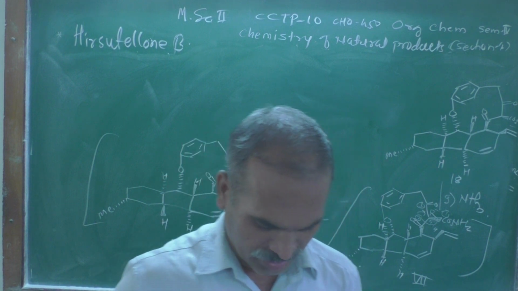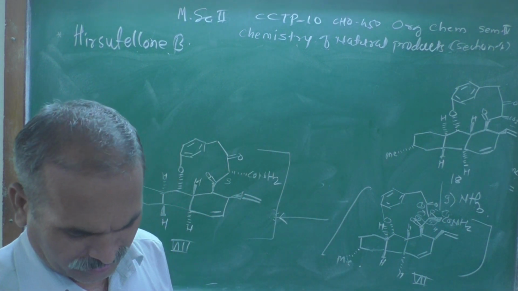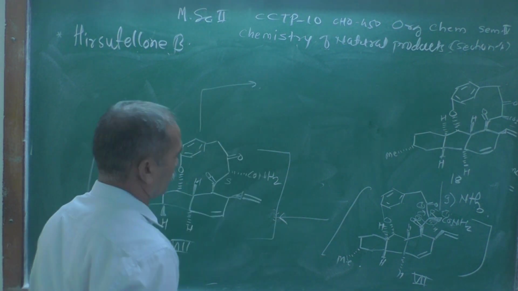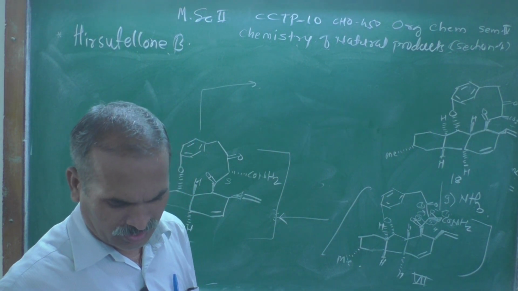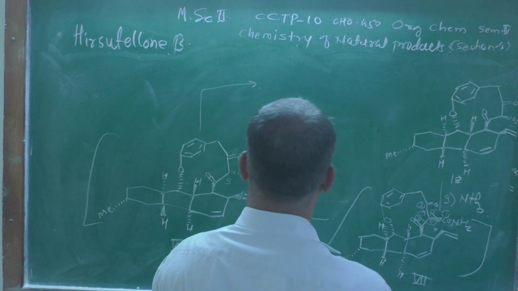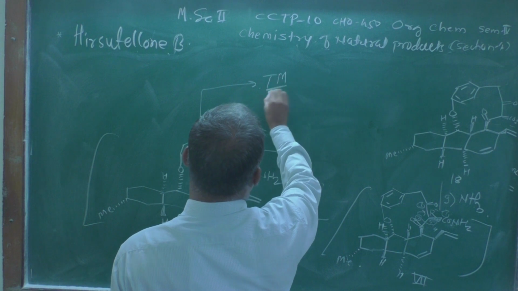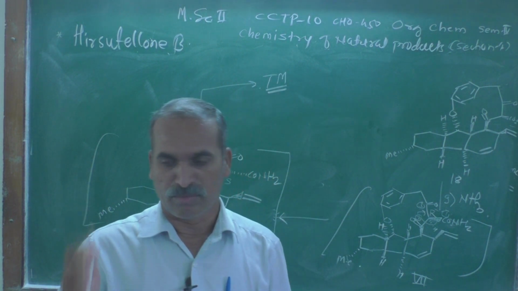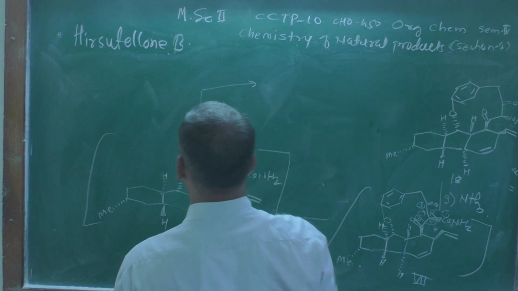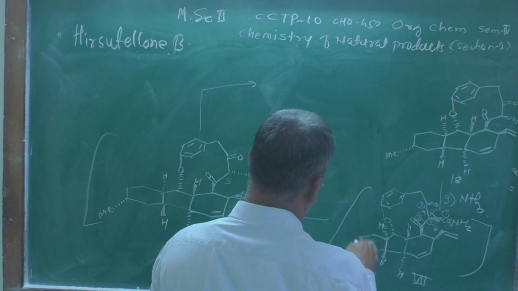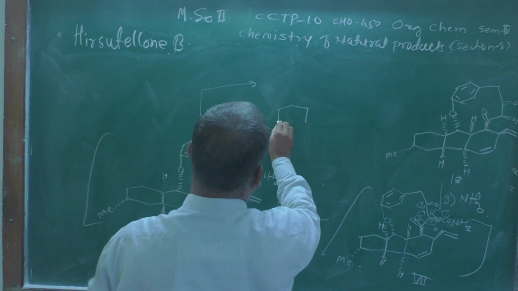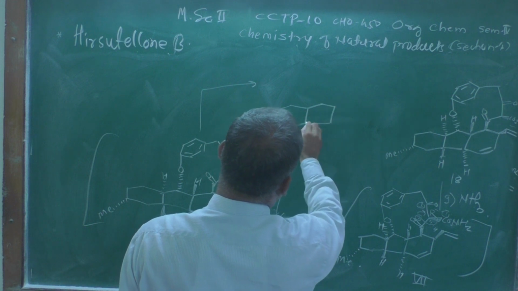And finally this compound is further treated with some reagent, and we are going to get our target molecule. And what is that target molecule? Target molecule means the molecule whose synthesis is being planned, and that target molecule we have synthesized is hirsutolone B. So let's see that structure once again.